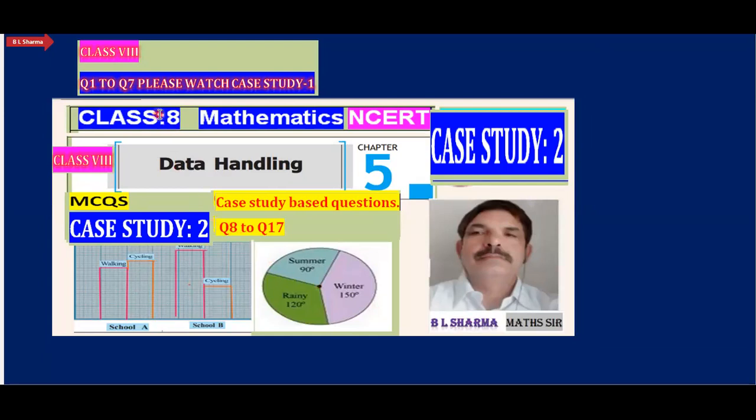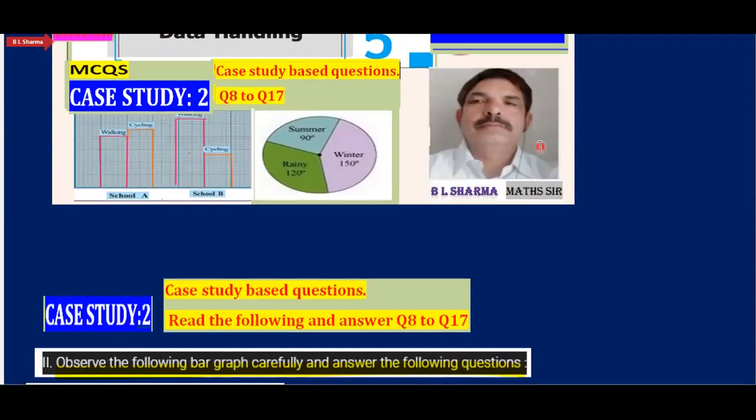Discussing class 8th mathematics chapter 5, that is data handling, and case study number 2. We already have done case study number 1, and in case study number 1 there are question number 1 to 7, and in case study number 2 I shall be discussing with you question number 8 to question number 17. Means these are the questions based on case study number 2. So that is on your screen.